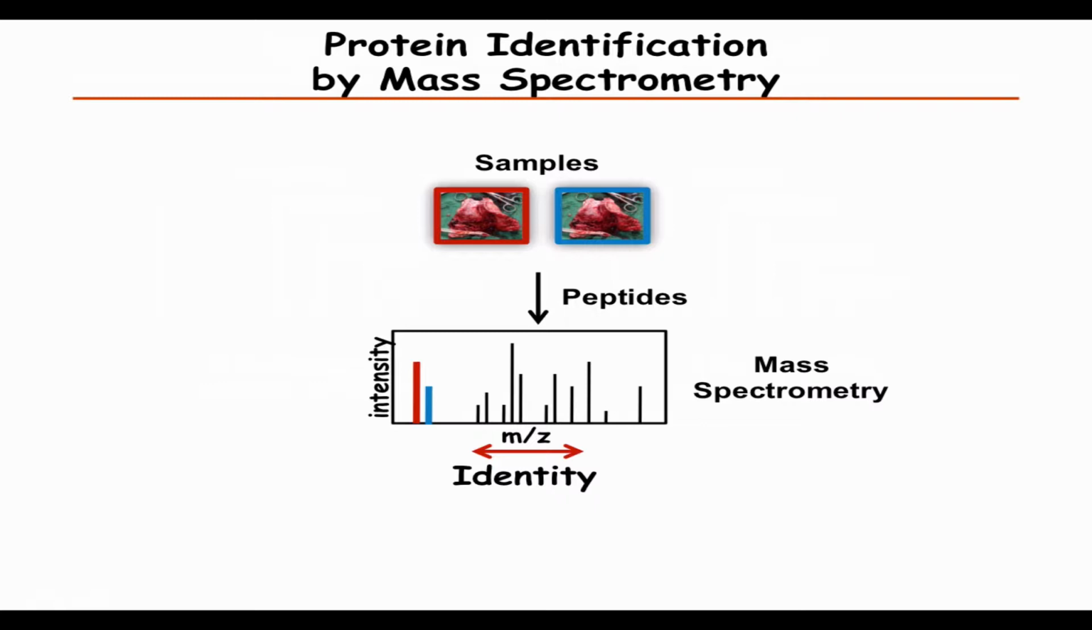Now, as I said before, protein identification. What we do there is we take the mass to charge ratios and we try to go from there to determining what is a peptide, what peptide it is.